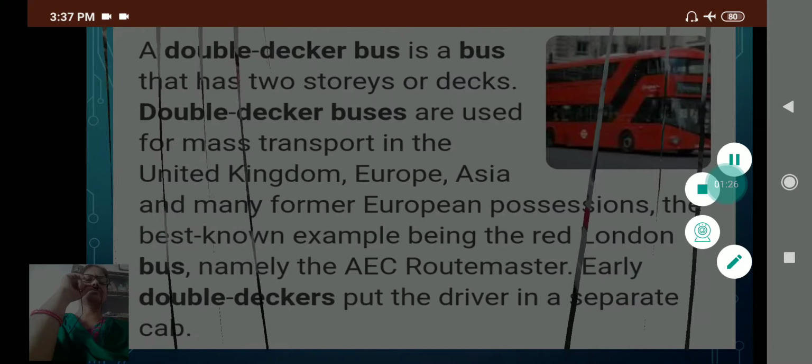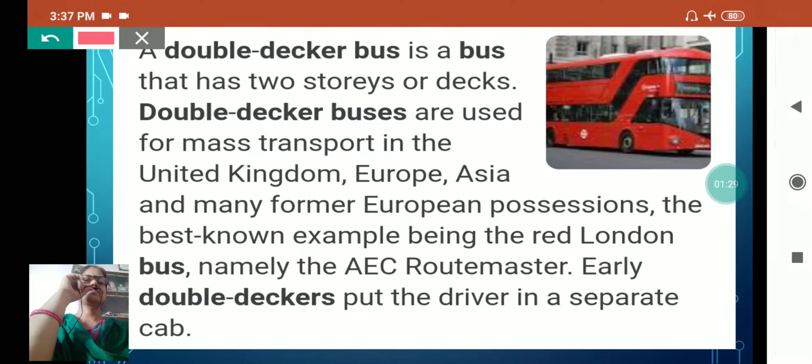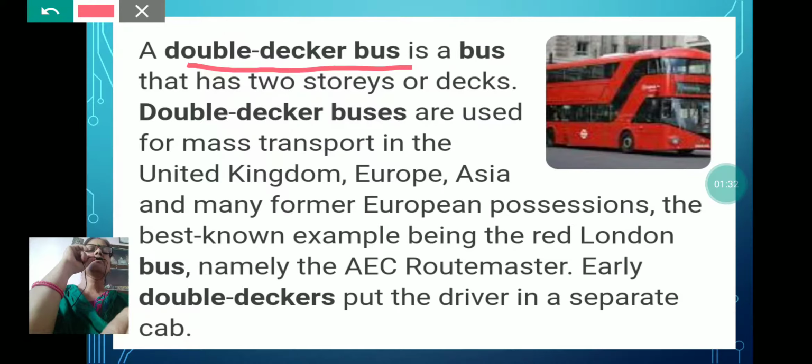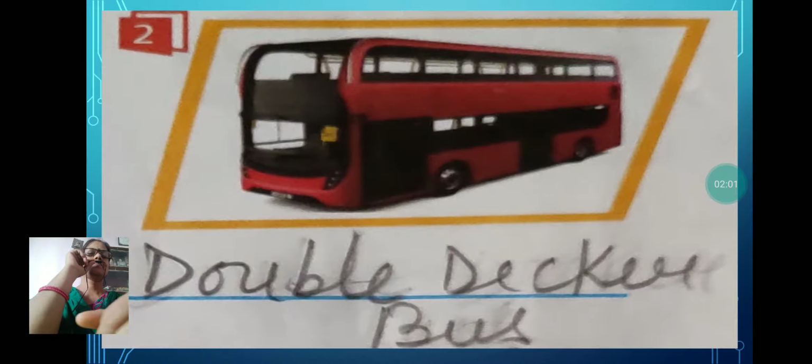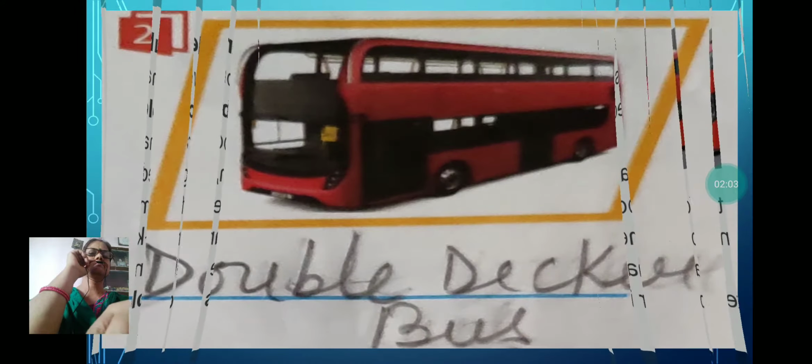Next is the double-decker bus. This bus you can see mostly here in Bihar also. Downside, sitting seats are made, and upside, sleeper seats are made. The double-decker bus is used for tourists also, and where there are many passengers. So the double-decker bus is nowadays very useful for us. See here, the double-decker bus.